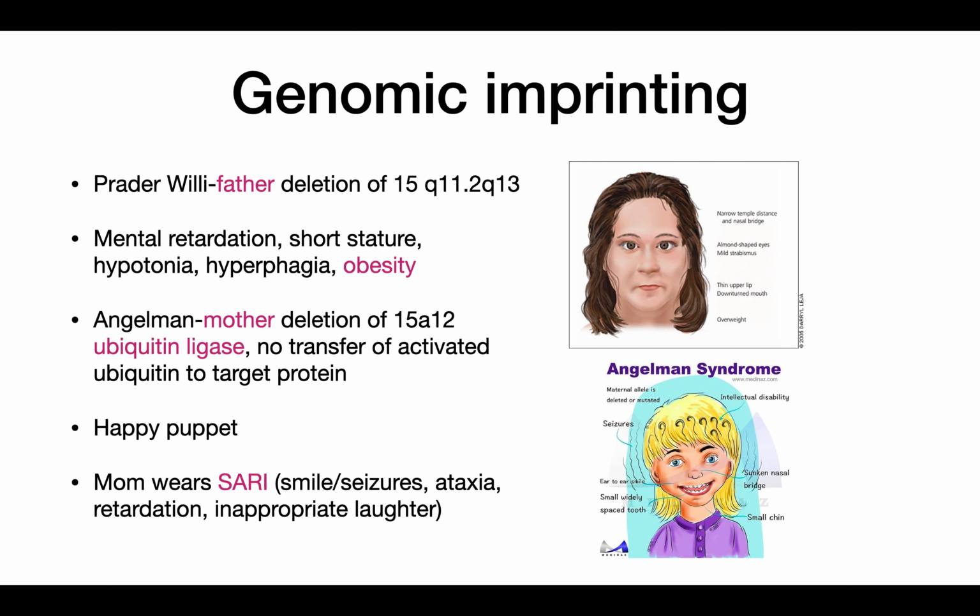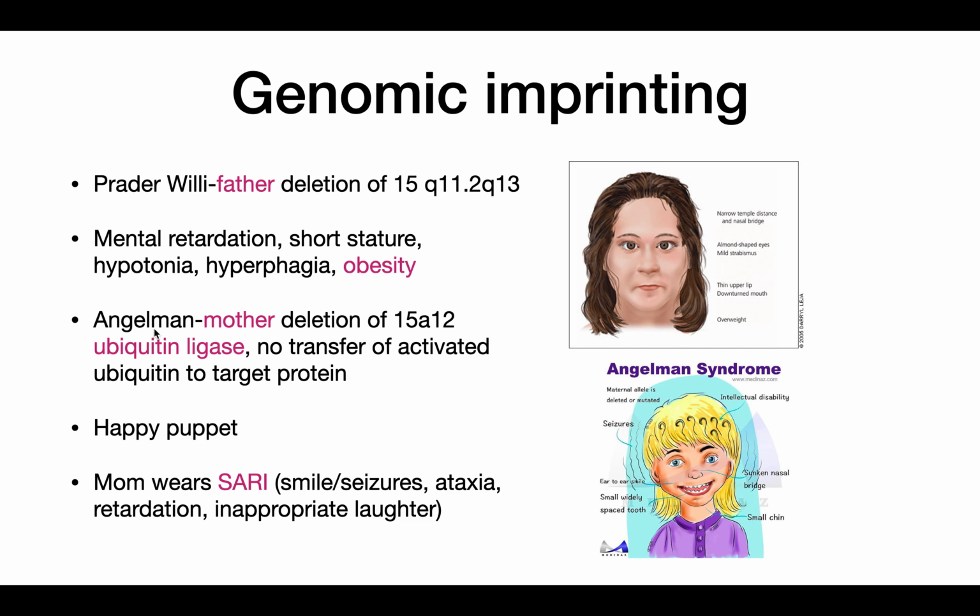Genomic imprinting, the ones that you need to know about are Prader-Willi. It's due to deletion of the paternal contribution of chromosome 15. So there's going to be mental retardation, short stature, hypotonia, hyperphagia, but most importantly, obesity. This obesity is going to occur in children, and they're going to be morbidly obese ever since they were like 5.